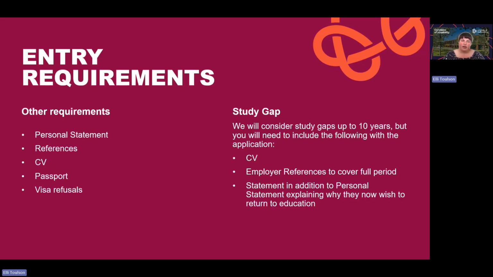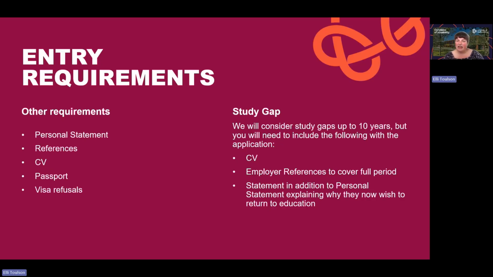Now, some courses, and depending, as I say, on your application journey, you will also need to provide an academic or an employer reference, and also your CV. This is particularly important for anybody that has a study gap. So if you are applying for a master's degree and you have a study gap, you need to make sure you are providing your up-to-date CV, which clearly covers everything that you've been doing and covers all of the educational and work-based work you have completed. You also need to provide employer references to cover that full study gap period.